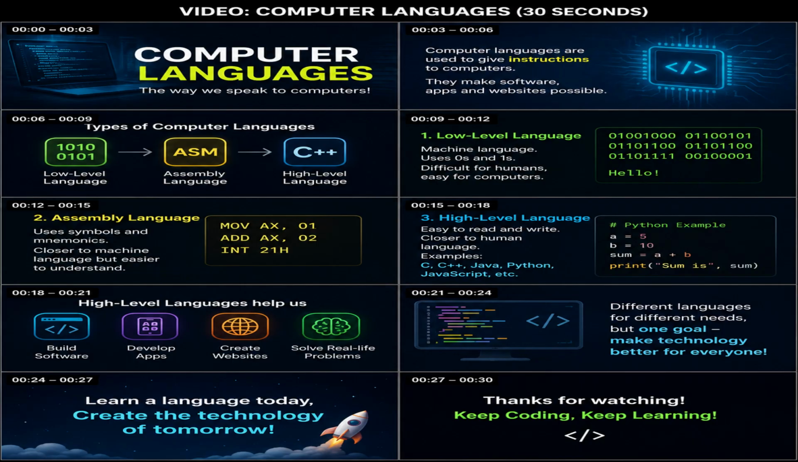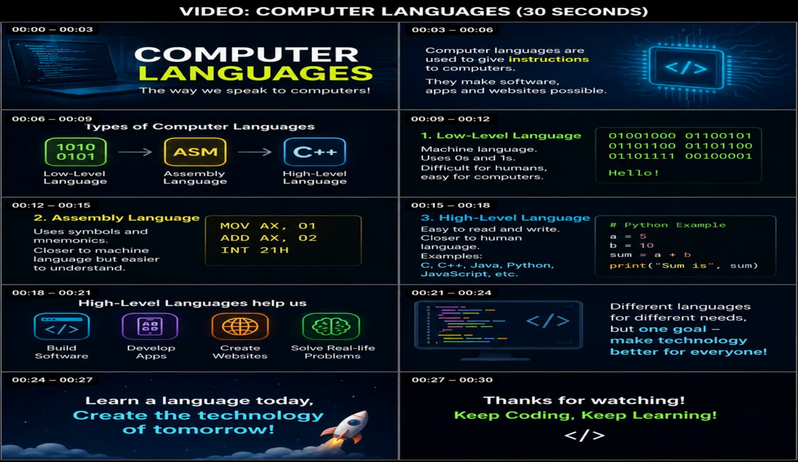Another way to say it, a computer language is a language which is used for communication between the user and the computer system. In simple words, it is the way we speak to computers. Computer languages are used to give instructions to the computer. They make software, apps and websites possible.